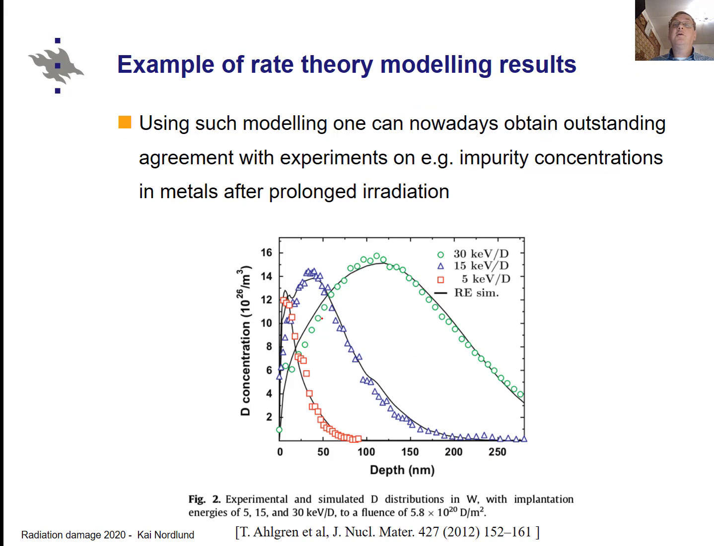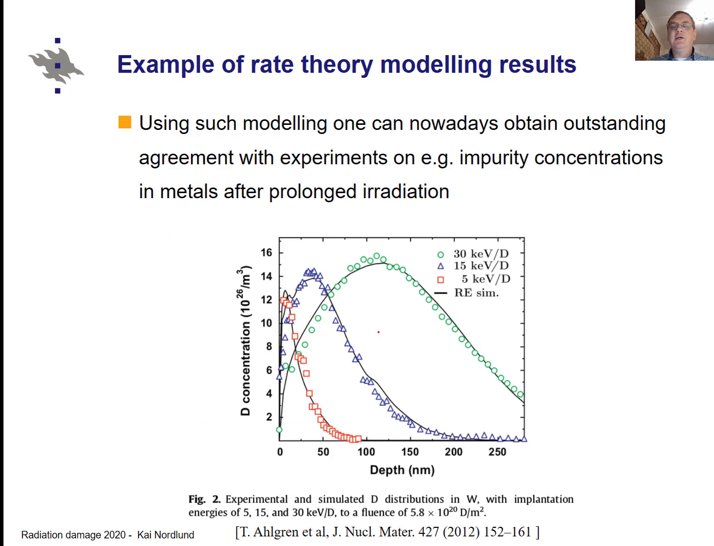And well, now I won't go into much more detail. As indicated, there is a big literature on this. I'll just give one example of what can actually be done with rate theory modeling. So this here is experiments and simulations of a 30 kV implantation of deuterium into tungsten at 3 different energies, 5, 15, and 30 kV, and then measuring the deuterium concentration after the fluence. And because of these migration effects, there is migration going on. But anyway, here you saw that these rate equation simulations could match the experimental profiles essentially perfectly in this case.